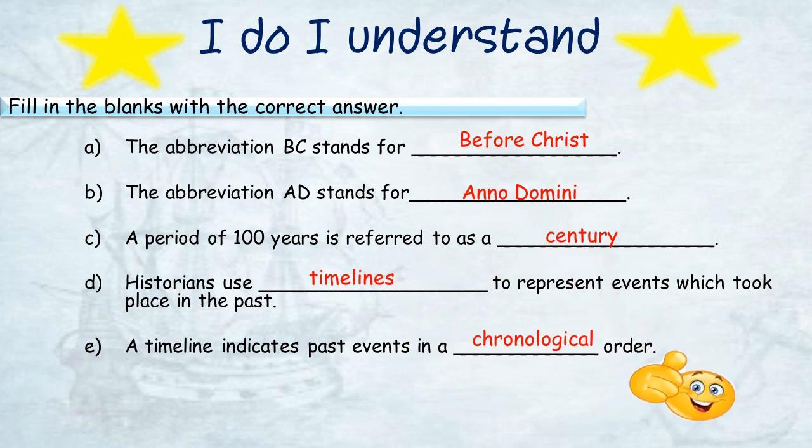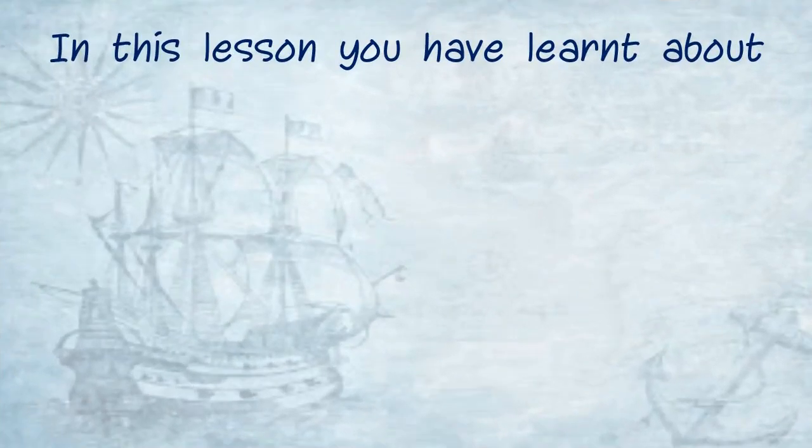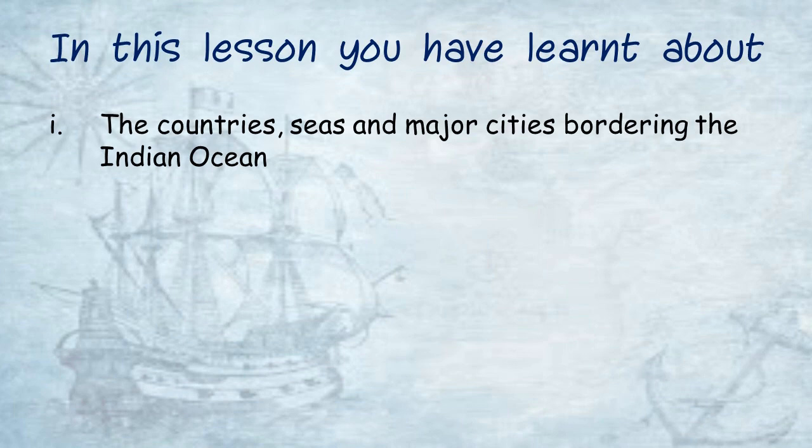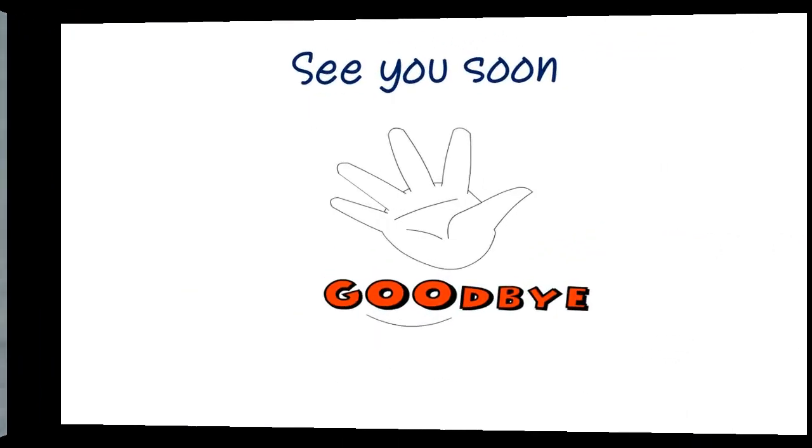So now carry out more exercises in your textbook on pages 34 and 35. There are two activities, 2.3 and 2.4. In this lesson, you have learned about, firstly, the countries, seas, and major cities bordering the Indian Ocean, and secondly, the use of a timeline to mark historical events.